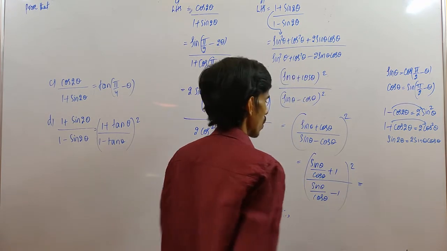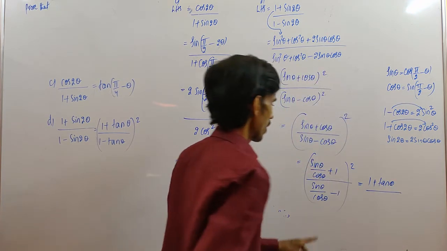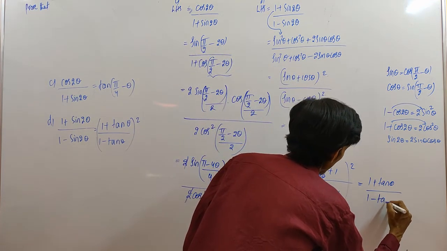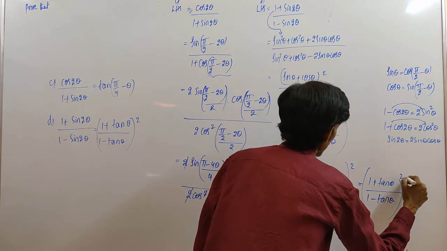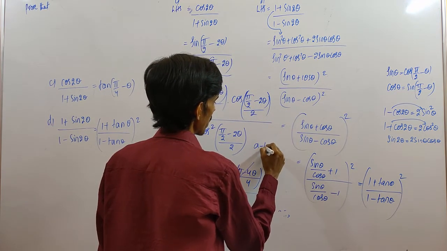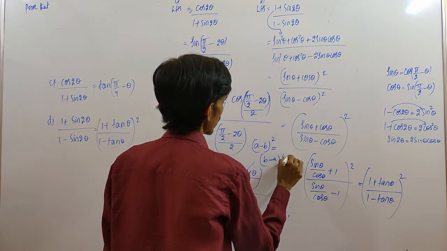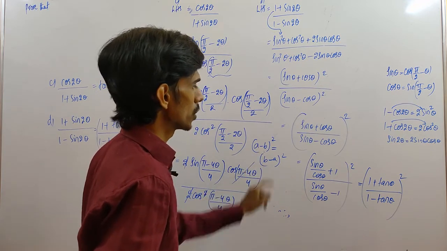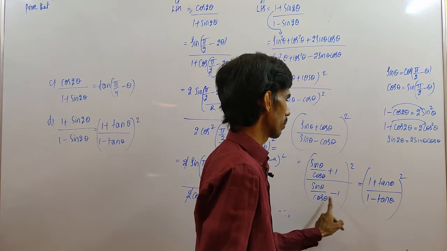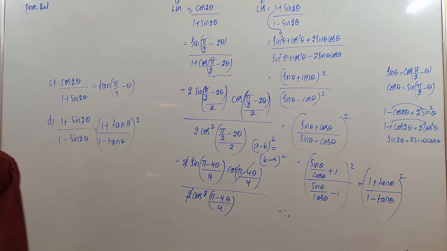This can be written as 1 plus tan theta, 1 plus tan theta. Here we can interchange this: 1 minus tan theta, 1 minus tan theta whole square. Because square is there, we can interchange these, because a minus b whole square value is same as b minus a whole square. So in square we can interchange these two terms. Similarly, tan theta minus 1 can be changed to 1 minus tan theta. So we got RHS.